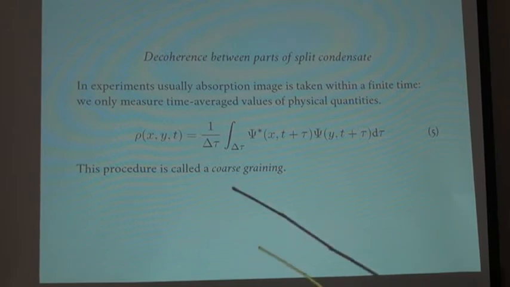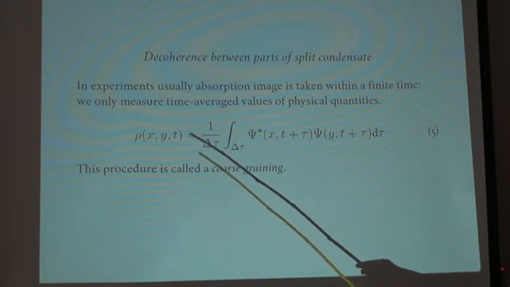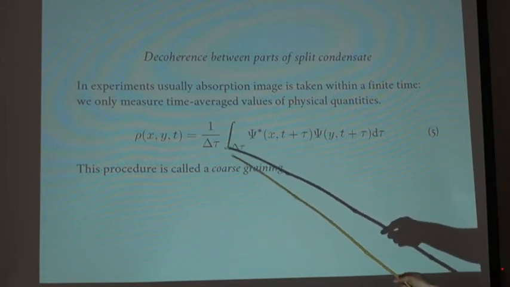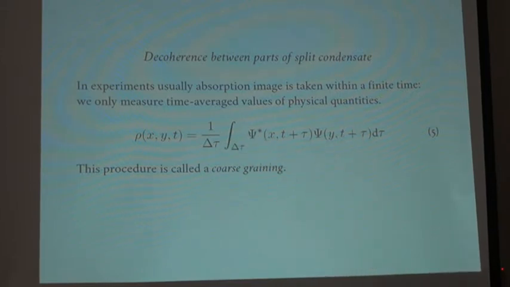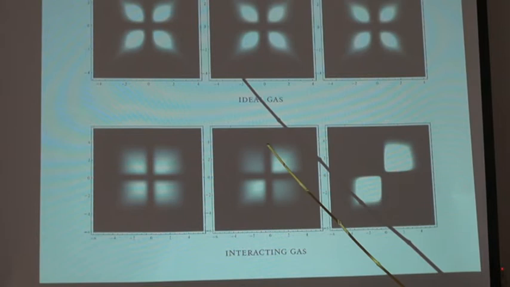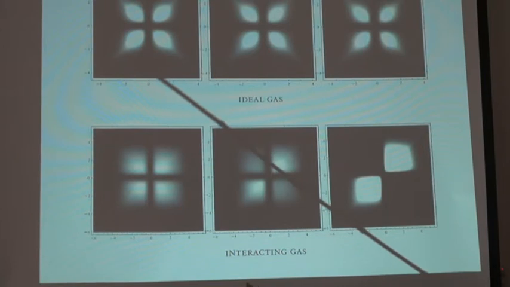So the next point is that in a real experiment, the absorption image is taken, and it is always taken in a finite time. So maybe we do not have to take into account the instantaneous classical field, but the time-averaged density matrix. Here we call them coarse grained. Here delta tau is just the time of averaging. And it turns out that this quantity, the coarse grained density matrix, reflects very well the coherence between split clouds.